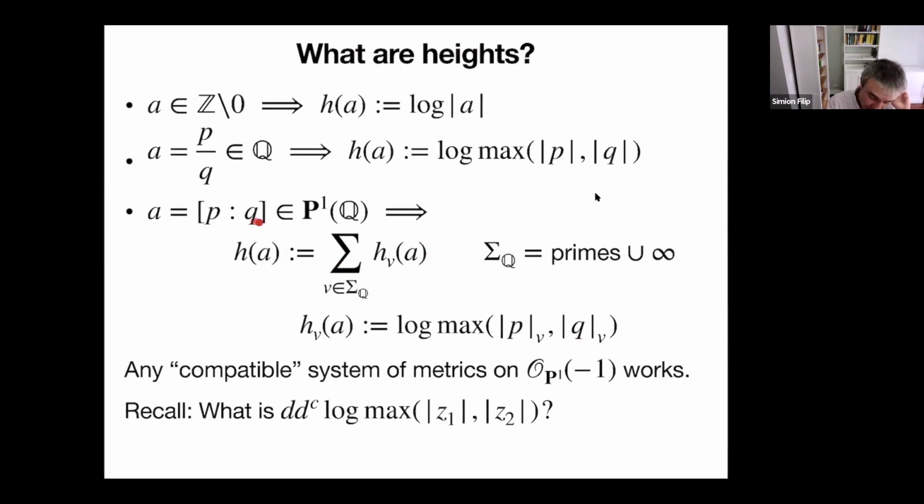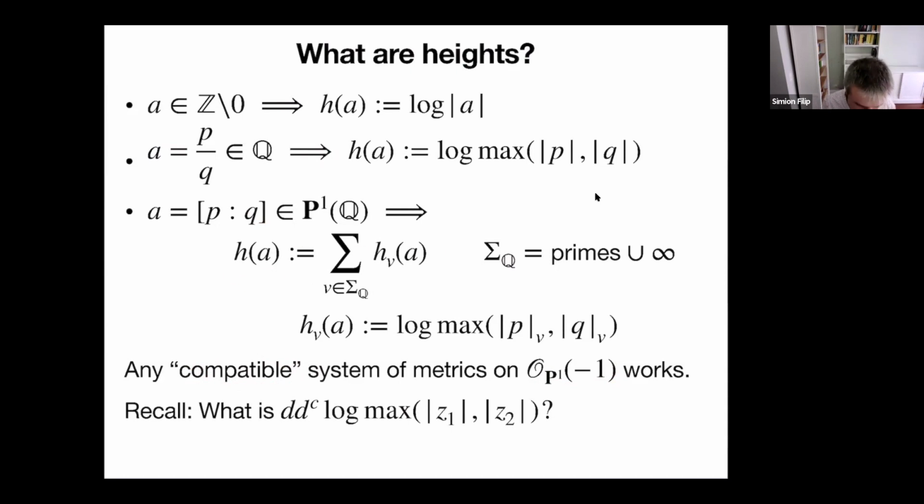So this is the total space of a line bundle over P1. If I don't think of P and Q as up to scaling, but actually as actual numbers, then this gives me a point in the total space. And in fact, I can put essentially any metric on this line bundle and it will give me a height, as long as they're compatible in some appropriate sense.